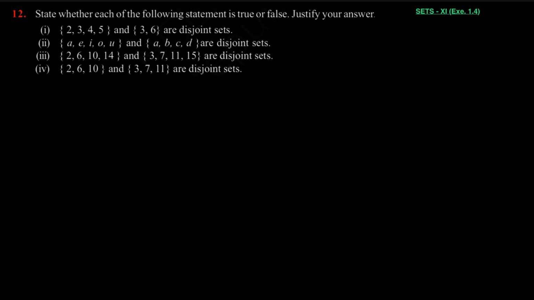Question number 12. State whether each of the following statements is true or false and justify your answer. So part number first. We have a set containing elements as 2, 3, 4 and 5, and another set containing elements as 3 and 6. The question is whether these sets are disjoint. We know what disjoint sets are. We have gone through this very concept as well.